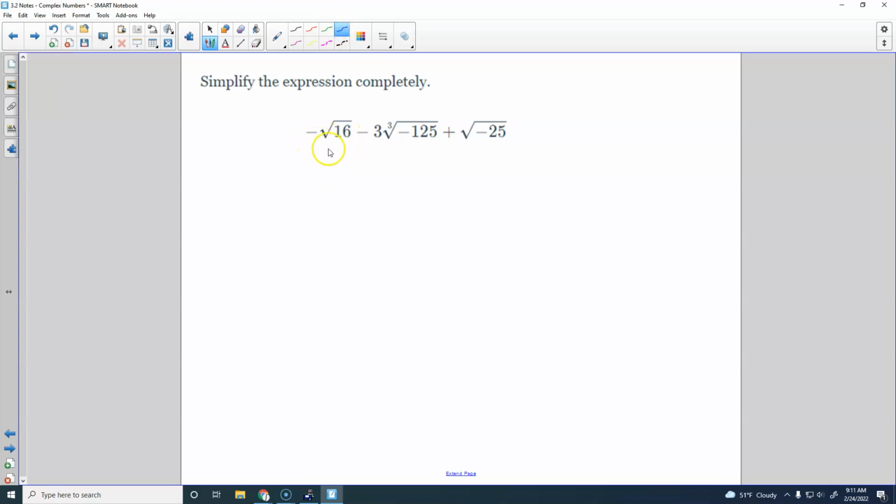Again, when the negative is on the outside, it's not an i. So this is just negative 4 right here. We'll have minus 3. And what is the cube root of negative 125? It is negative 5. Negative 5 times negative 5 times negative 5 would give us negative 125. So we'll get negative 5 here.